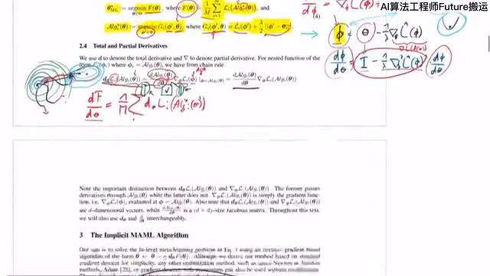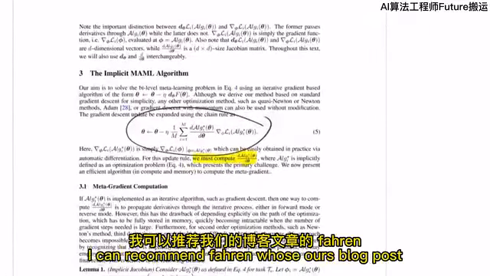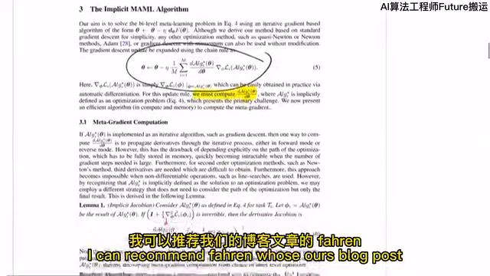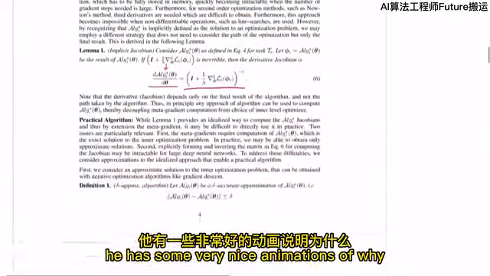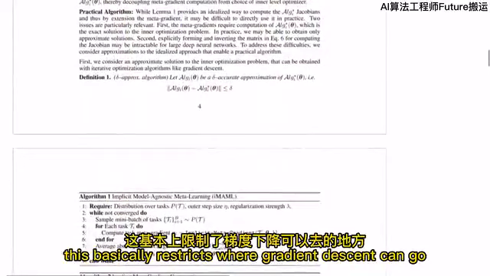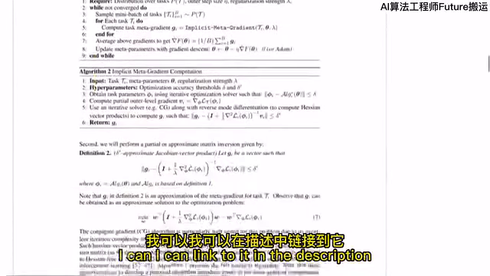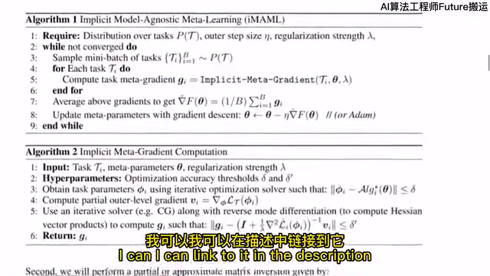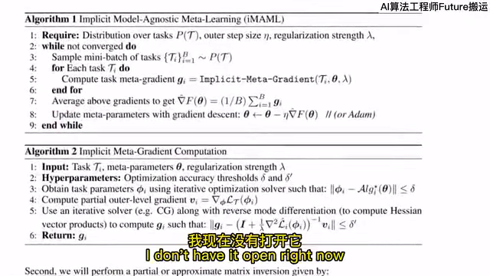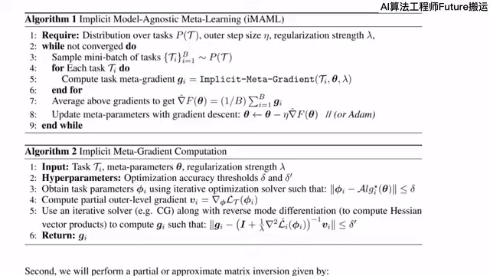Okay. I can recommend Ferenc Huszár's blog post. He has some very nice animations of why this basically restricts where gradient descent can go. I can link to it in the description. It's pretty cool to see. I don't have it open right now.